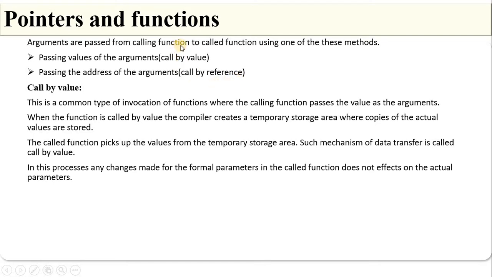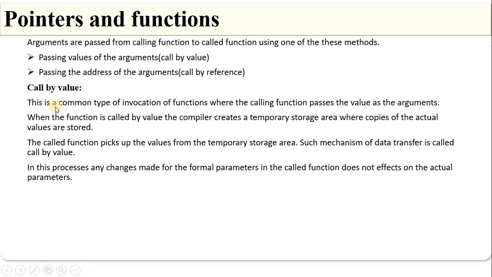So from calling function to called function, you would be passing either values or addresses. If you pass values, it's called call by value. If you pass address, then it's called call by reference. Let's see call by value.